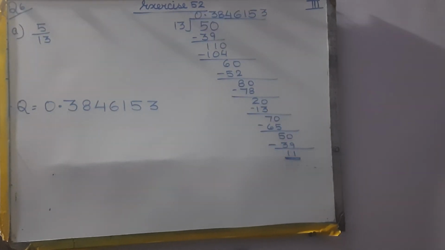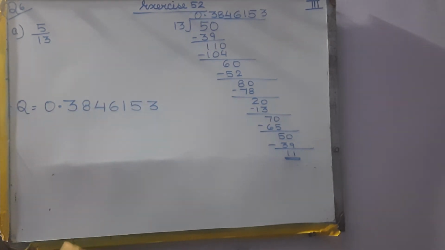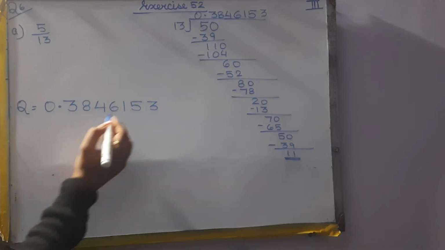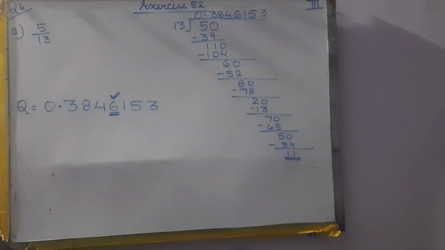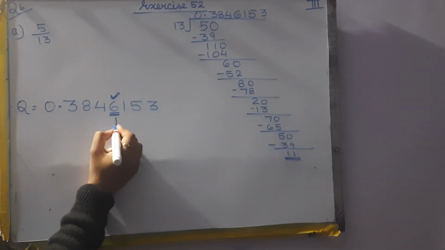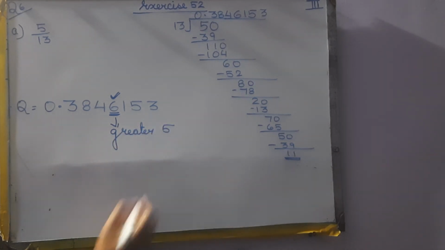Question number 6 is, express each of the following fractions as a decimal correct to the third decimal place. Now we have to see the third decimal place. So when we divide 5 by 13, we have got the quotient 0.38646153. Now which place are we going to see? The digit at the fourth decimal place. The digit at the fourth decimal place is 6, which is greater than 5.